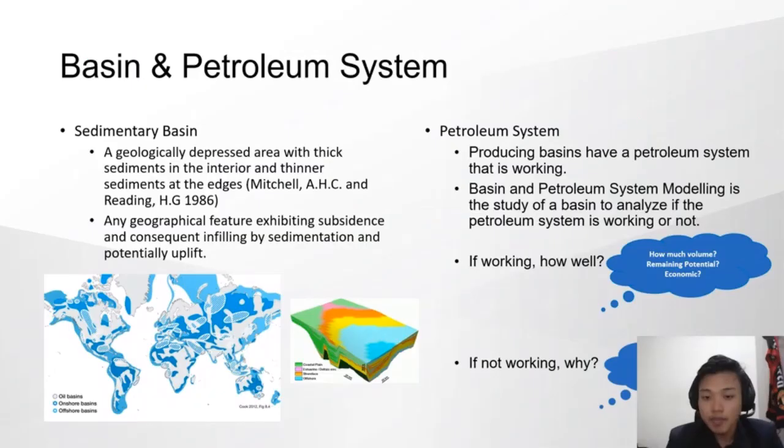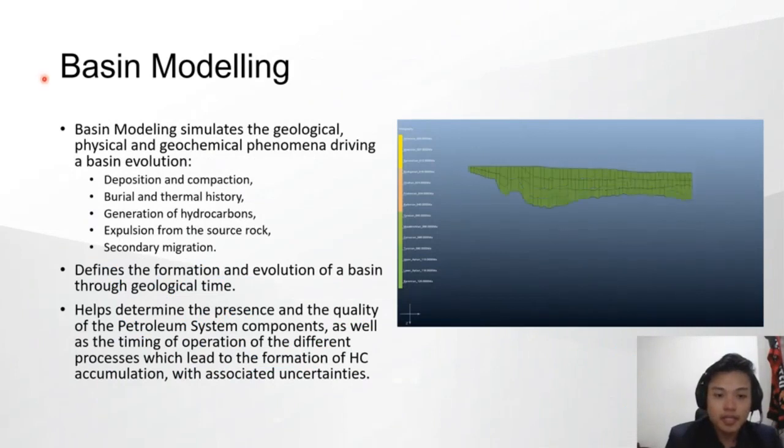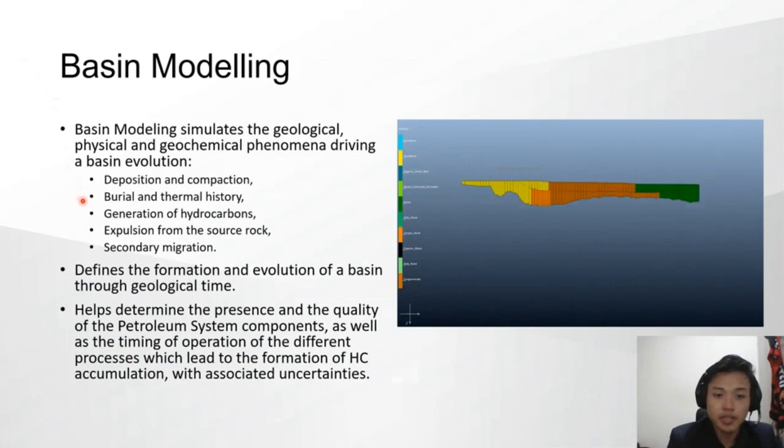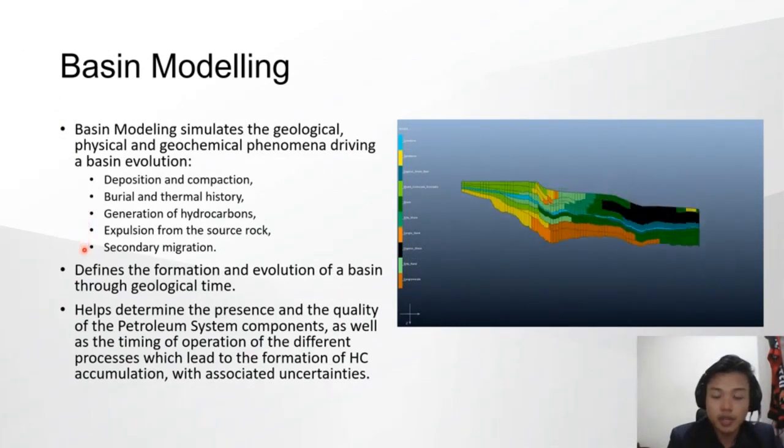If the petroleum system is working, how well is it, how much volume can it produce, what is the remaining potential, and is it economically viable? If the petroleum system is not working, why is it not working? Is it because of the processes or because of the elements? Moving to basin modeling, it simulates the geological, physical, and geochemical phenomena driving a basin's evolution, such as deposition and compaction, burial and thermal history, generation of hydrocarbon, expulsion from the source rock, and also the migration of hydrocarbons.